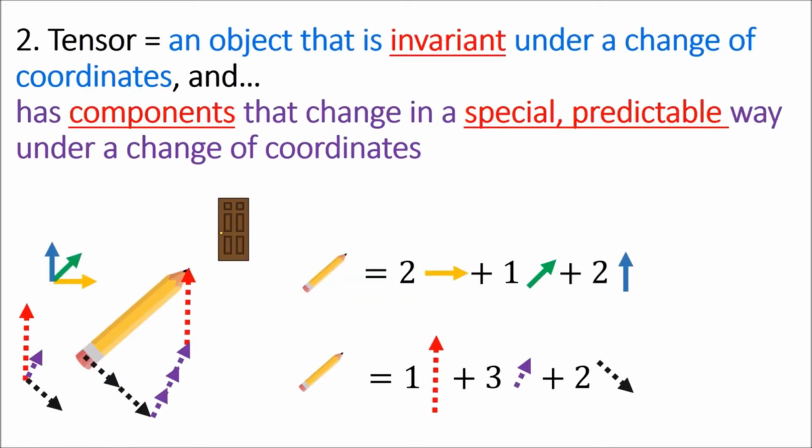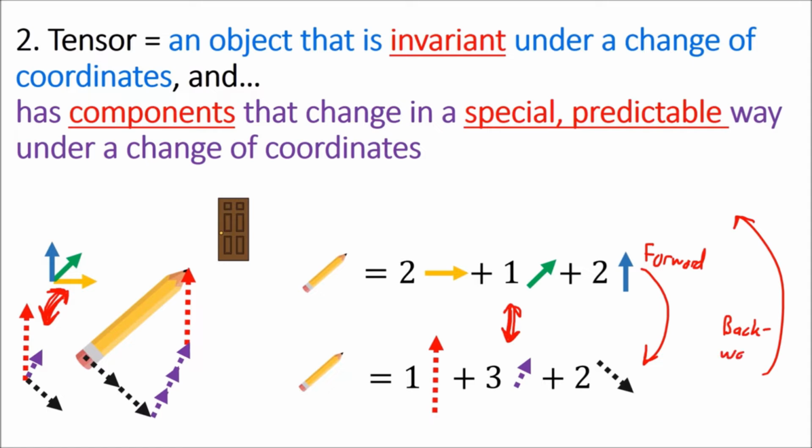So now it turns out that if we know how to change one coordinate system into another coordinate system, right? So if we know how to go back and forth between these two coordinate systems, then we should also be able to figure out how to change back and forth between these different sets of components. And this process of going back and forth between coordinate systems and components, that's what I'm going to call forward and backward transformations. And I'm going to talk about those in the next video.